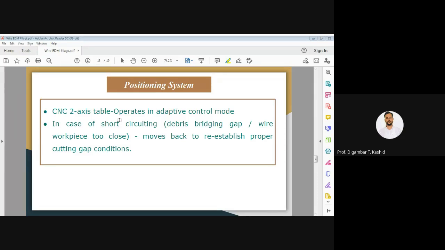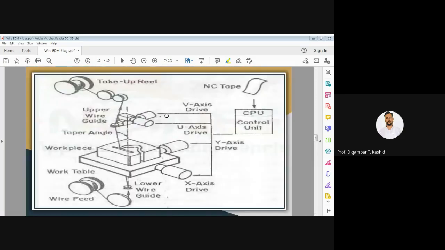This CNC table you can see in this diagram also. Actually this CNC table works in an adaptive control mode. Now this adaptive control mode is that if there is cutting of the workpiece in a complicated contour, sometimes your tool, or your wire, may touch the workpiece surface.